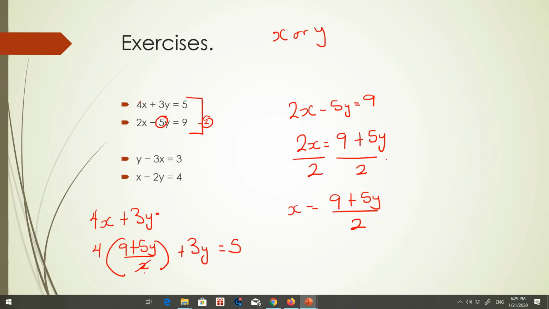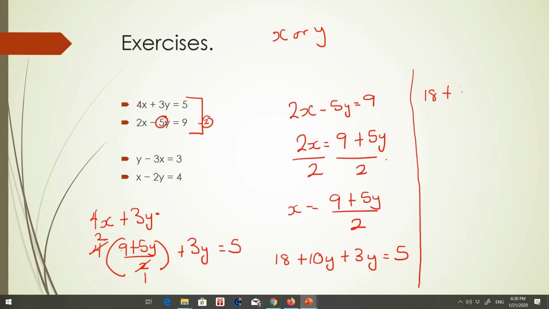We can see 2 here goes into 4, so we're left with 2. Now let's open the bracket. 2 times 9 is 18, plus 2 times 5y is 10y, plus 3y equals 5. So 18 plus 13y equals 5.